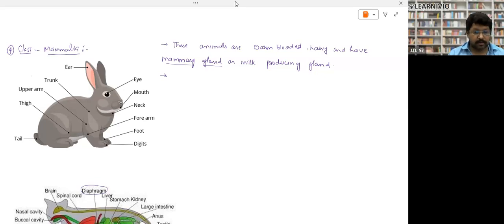They are warm-blooded. I have already told you, warm-blooded. Next one, oil glands and sweat glands are found in skin.